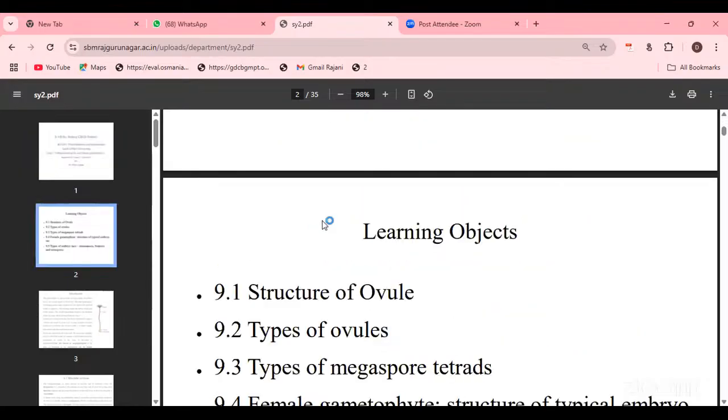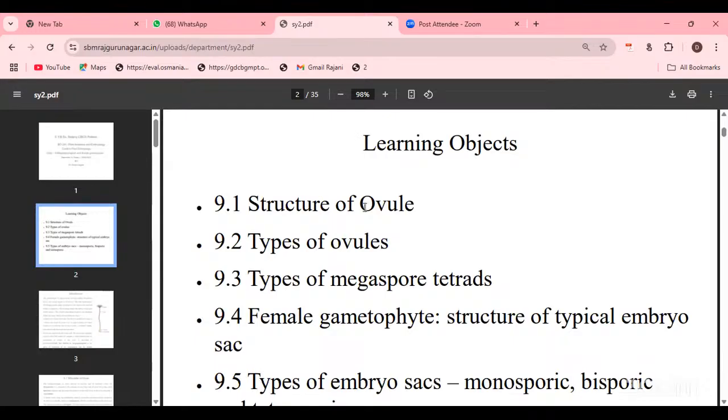We will discuss the female gametophyte. What is the female gametophyte? How many female gametophytes are there? Or what is the structure of the female gametophyte? These are the things. First one, the structure of ovules, types of the ovules, structure and types of ovule. Next one is the megasporangium, megaspore tetrads.